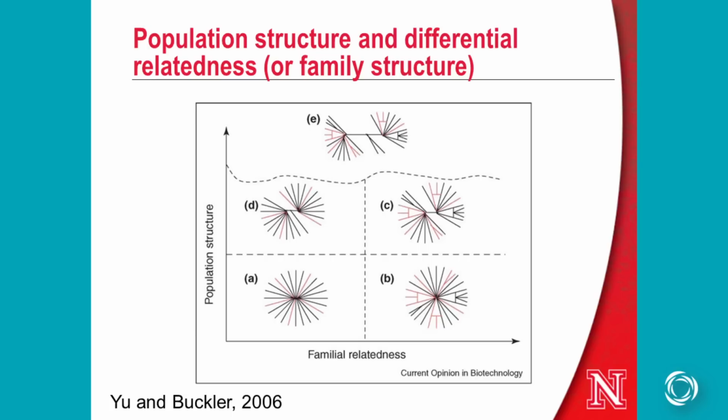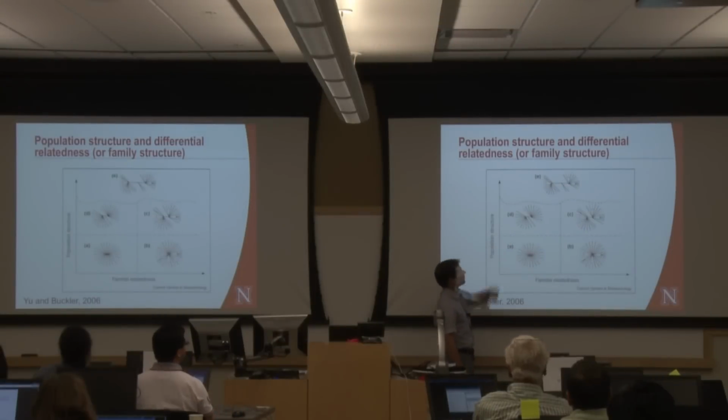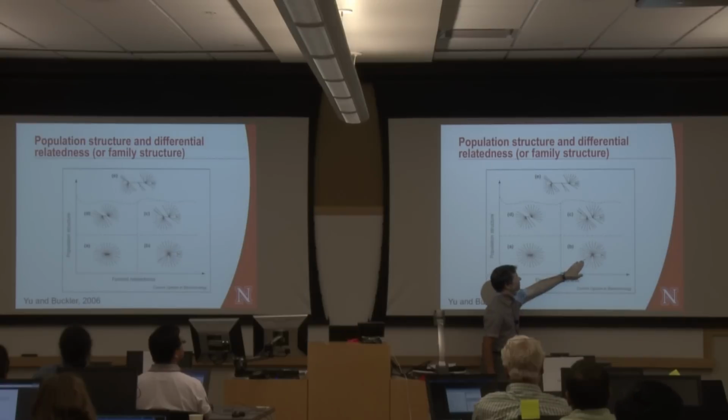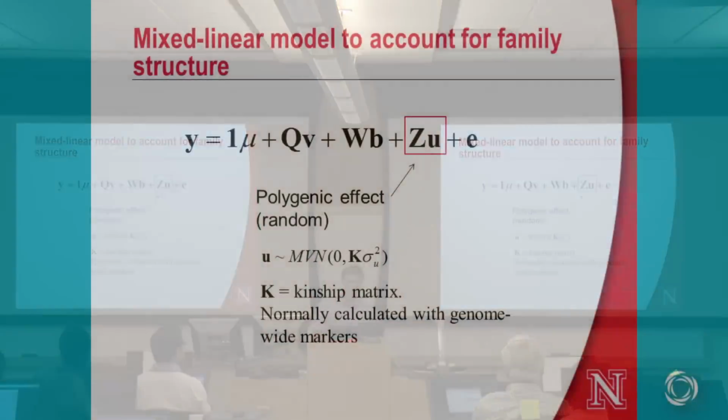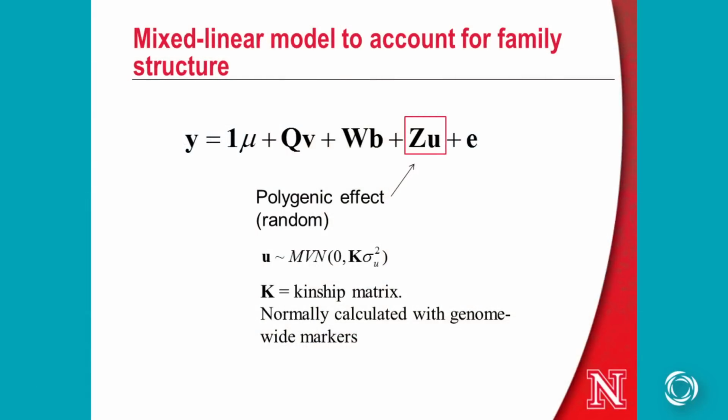Okay, and this is a nice picture of how the different versions of this might exist. So we have population structure on the y-axis, where at the top we have a very highly structured population, and then on the bottom we have less structure, but some family relatedness, where we have differences in relatedness between individuals. And to account for this, we're going to add another term to the model. This time this term is going to be a little bit different.